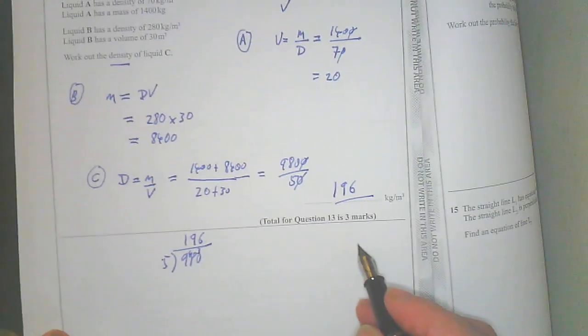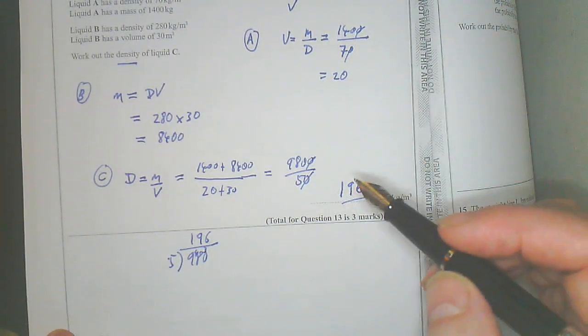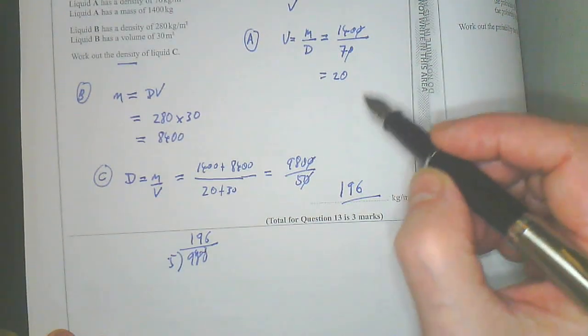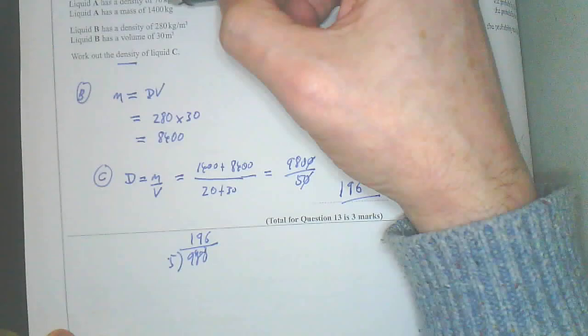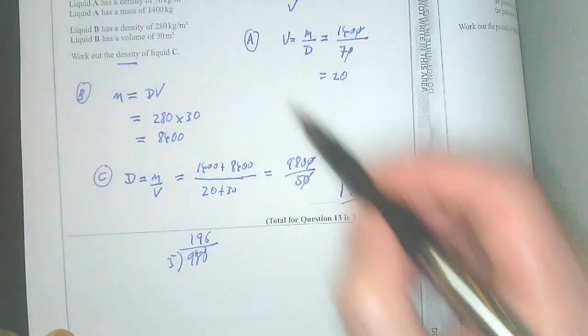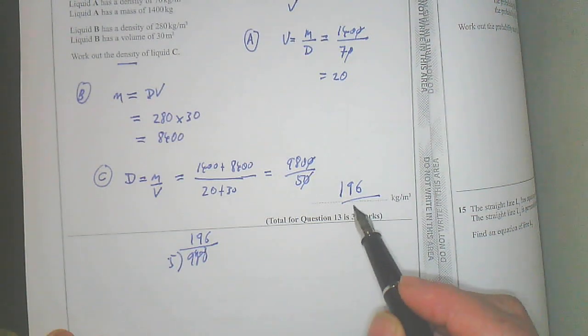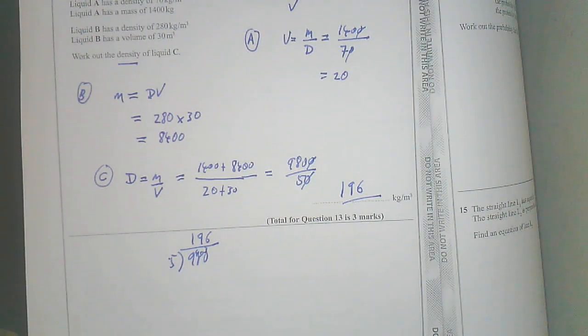Question: is that reasonable? Well, what have we got? The separate densities. We've got a density of 70 for one and 280 for the other. So it shouldn't be a surprise that C lies somewhere in between those two densities. And we're done.